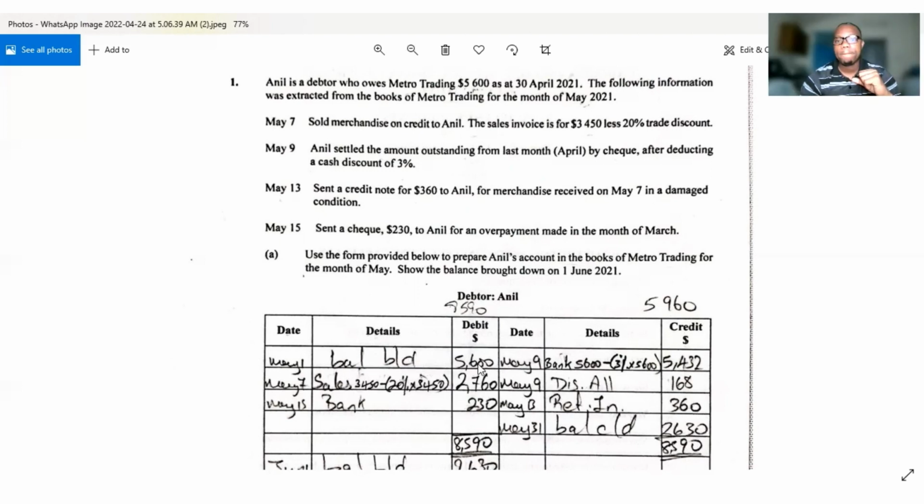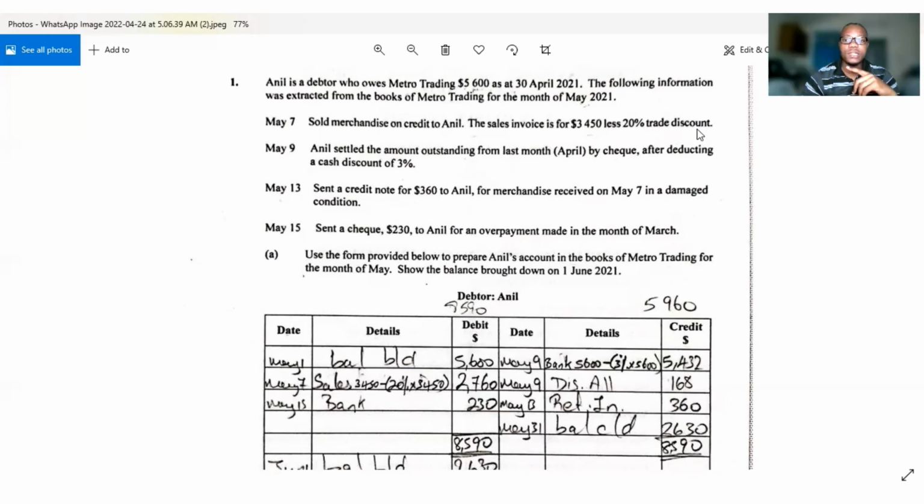Good. Then, May 7, you sold merchandise on credit to Anil. So in the books, it would be a debit entry because the debtor's account is increasing. I just put a little scribble here to show you how I got my 2,760, because they did say that it is 3,450, and the sales invoice was for 3,450 less 20% trade discount.